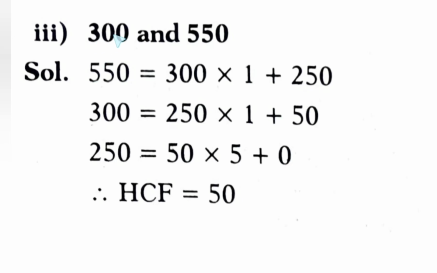Find the HCF of 300 and 550. 550 is equal to 300 into 1 plus 250. Remainder is not 0, still continue up to remainder 0. 300 is equal to 250 into 1 plus 50. The remainder is again not 0. So 250 is equal to 50 into 5 plus 0. The remainder is 0. Now the HCF is the b value, that is 50.